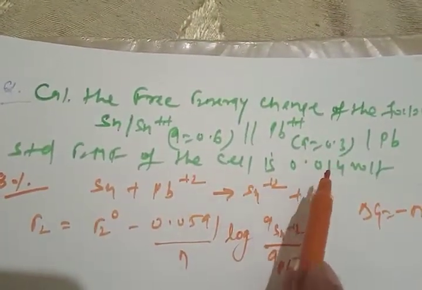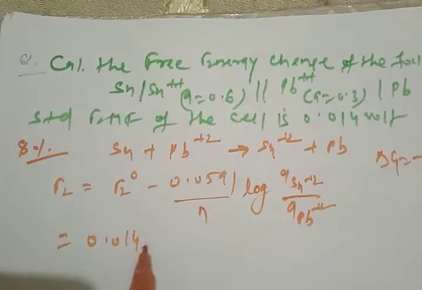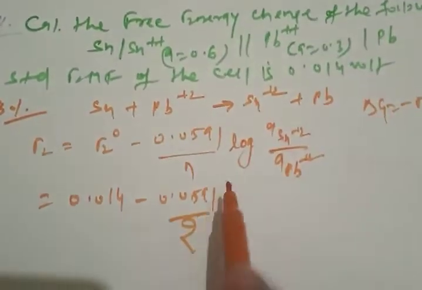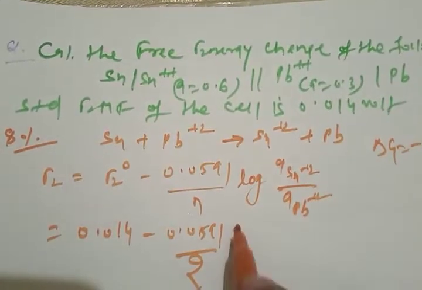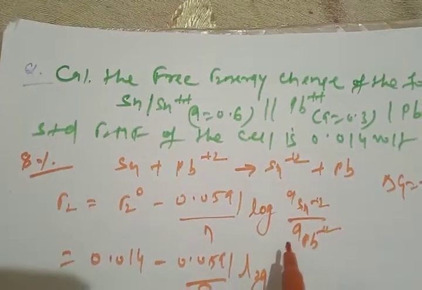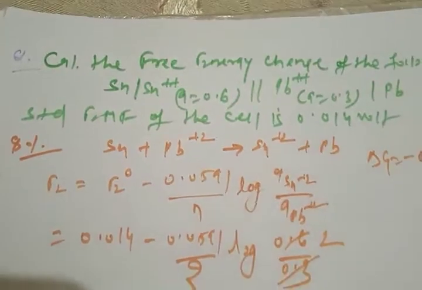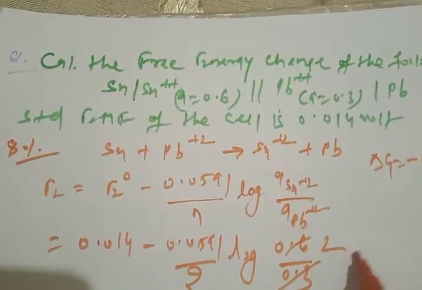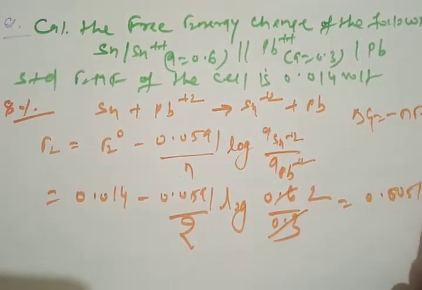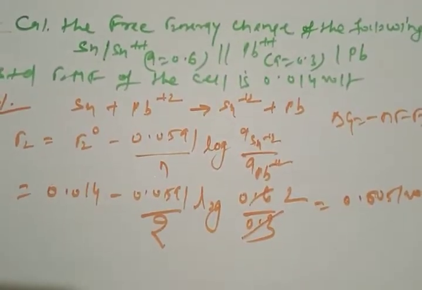E naught cell is given to you as 0.014. So no need to worry, just go for the solution. 0.014, then 0.059 divided by 2, because the value of n is 2, right? Then for the log activity, you have given 0.6, and this is given as 0.3. So this will give you 2 log 2, that means 0.3010. So this whole thing will give you the answer. I'm writing 0.0051. It can be a minor change, not the exact 0.0051. This is the value of E.